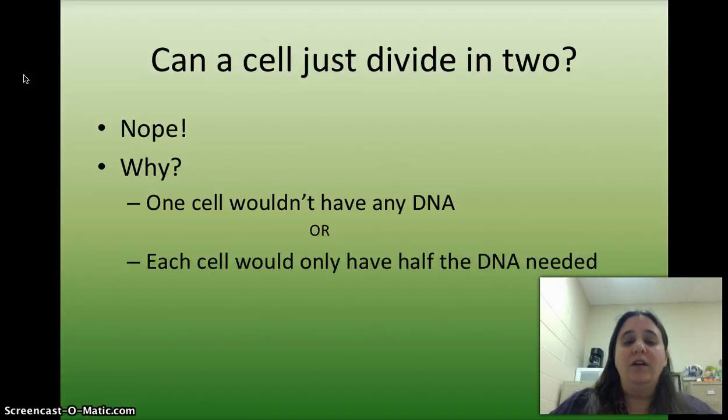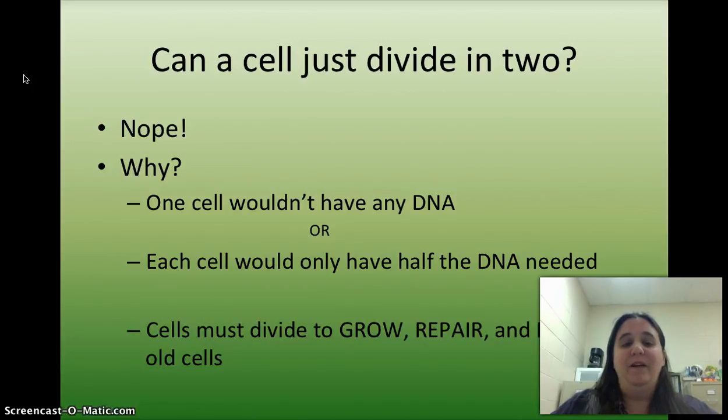Okay. Or each cell could maybe only have half of the DNA needed. Also not a good situation. If you're only given half of the instructions you need to put something together, it's not going to work out very well. So a cell must grow, repair, and replace old cells. So we have to divide them some way, and we're going to find out how.